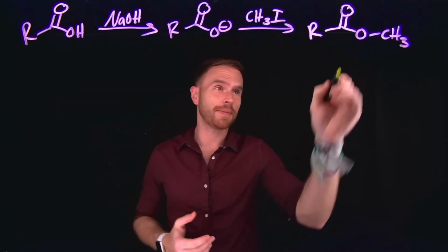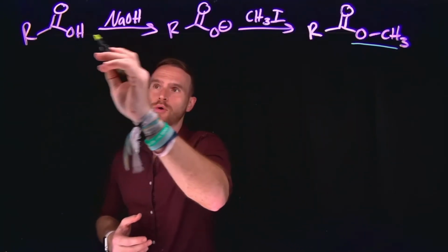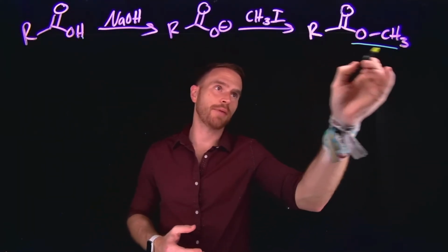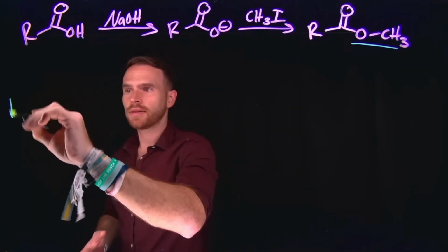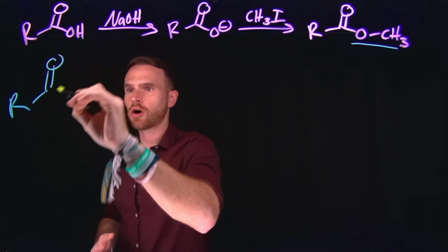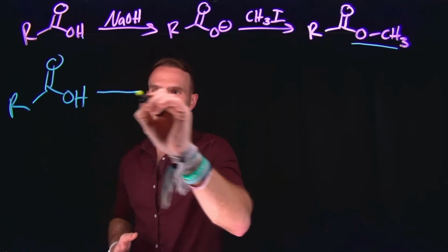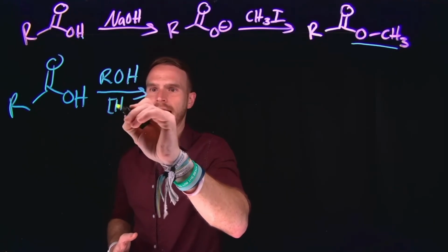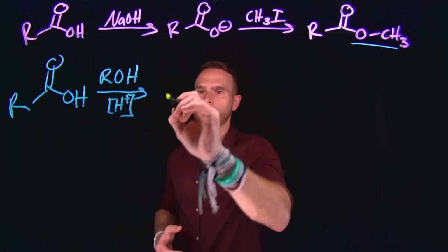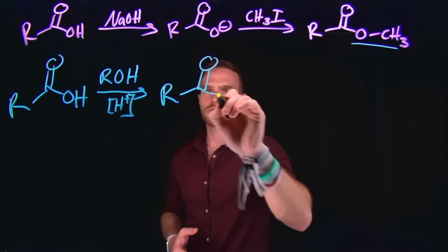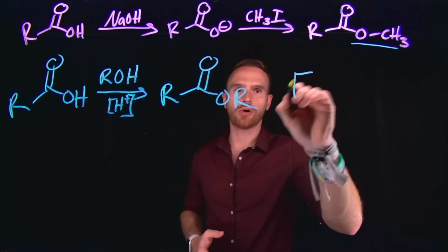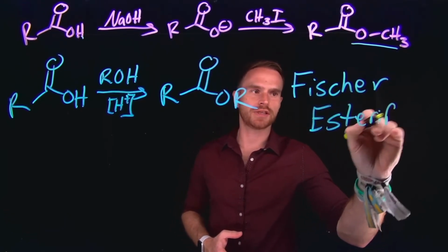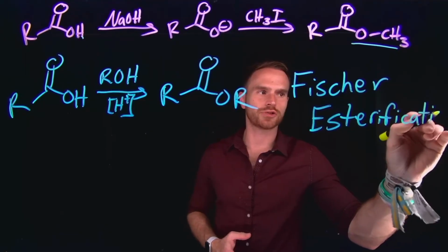One of the simplest ways to make esters is going to be through deprotonation of a carboxylic acid, followed by an SN2 or substitution reaction to create a brand new ester bond. A more common way that people make esters, though, is called Fischer esterification, where you use an alcohol and some catalytic acid, and you can convert carboxylic acids very readily into brand new esters. And again, this is called Fischer esterification. So Fischer esterification is the most common way that these types of esters are made in industry.